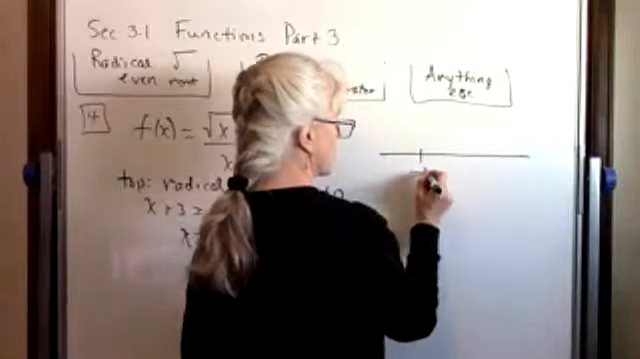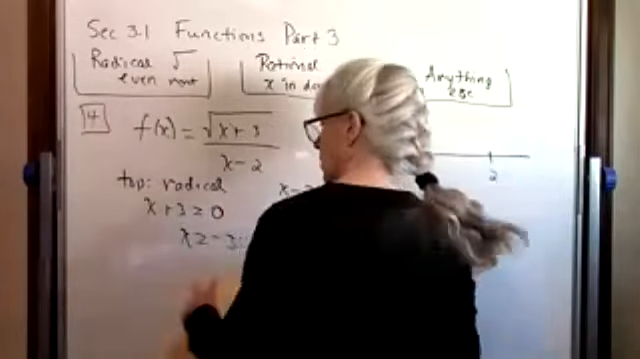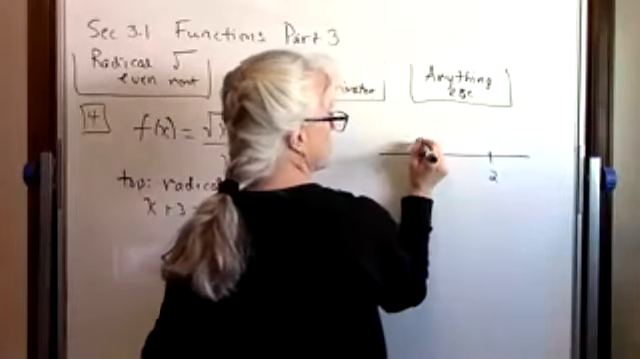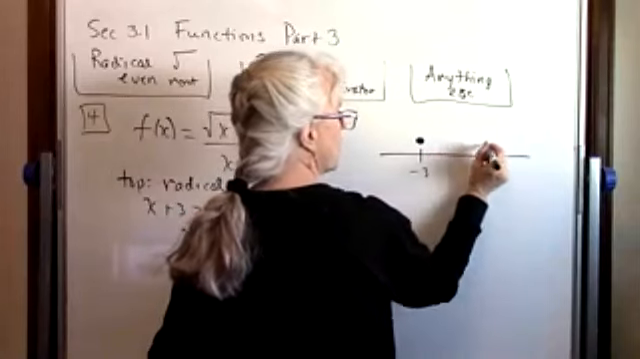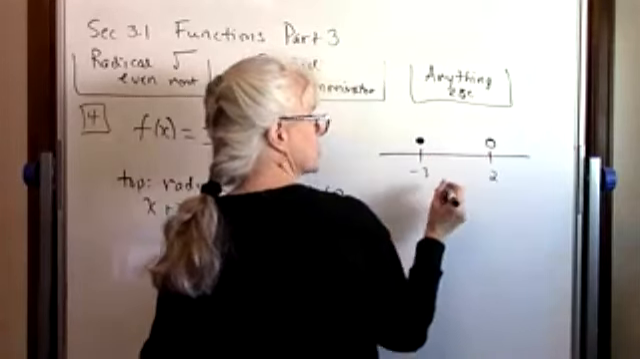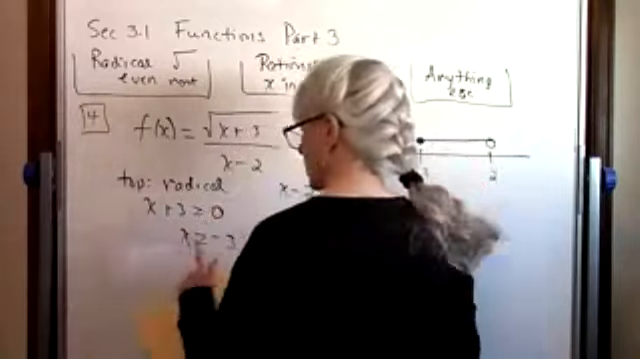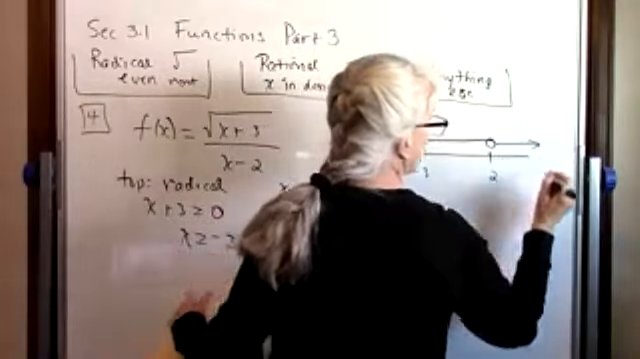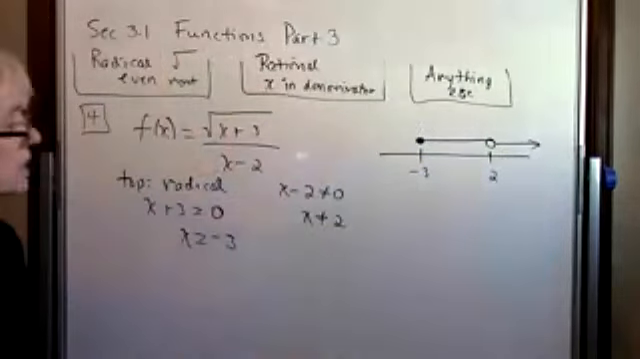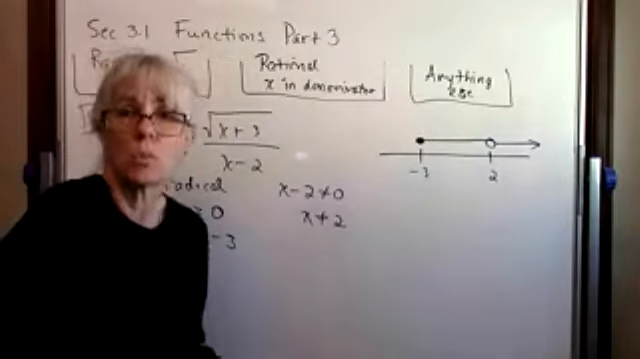In numerical order, here's the negative 3, here's the 2. From the numerator, we know that we're going to start with a closed circle on the negative 3, but we have to avoid 2, so we need an open circle on the 2. And we're going to the right because we need greater than. There it is. So there's the picture of what's going on. That's the set of numbers we can use.